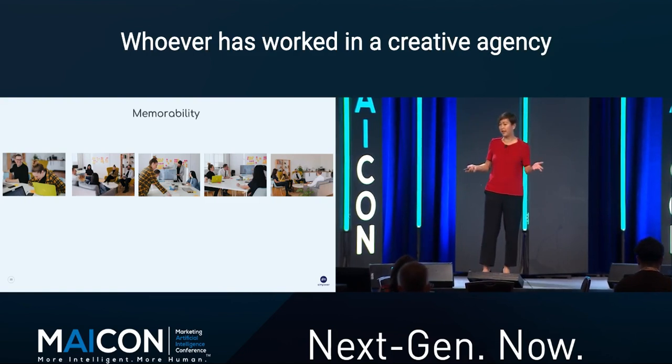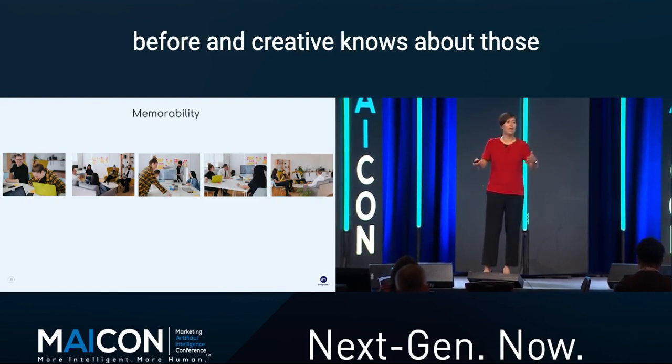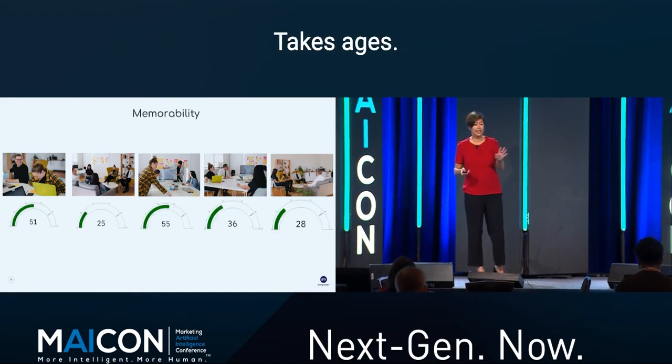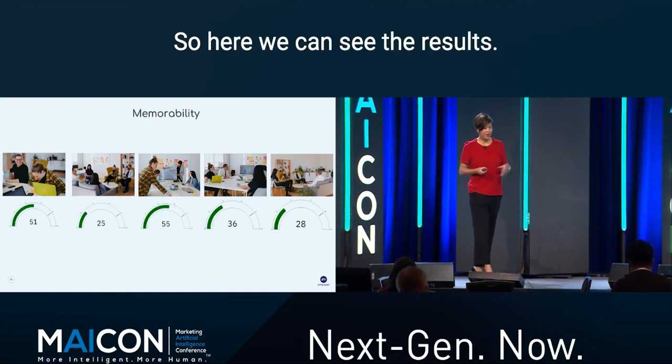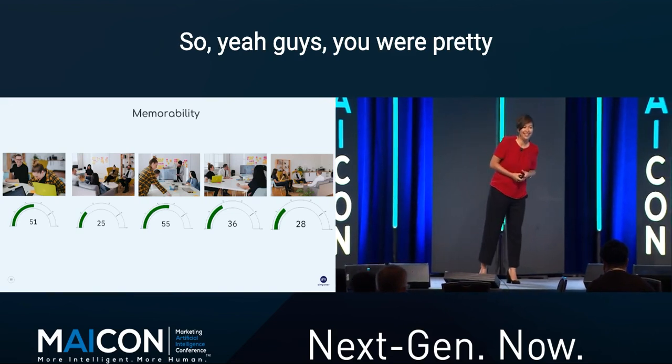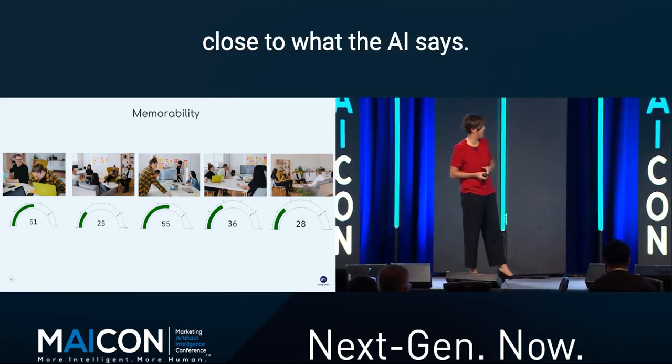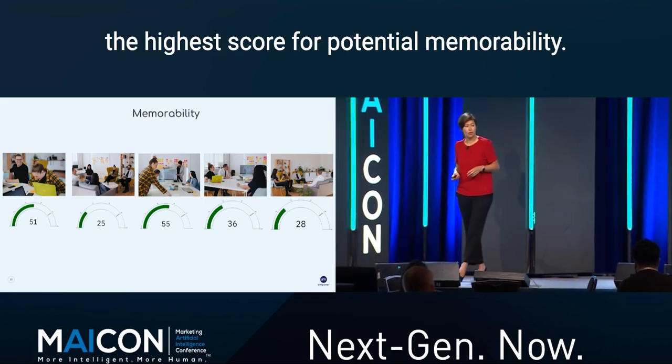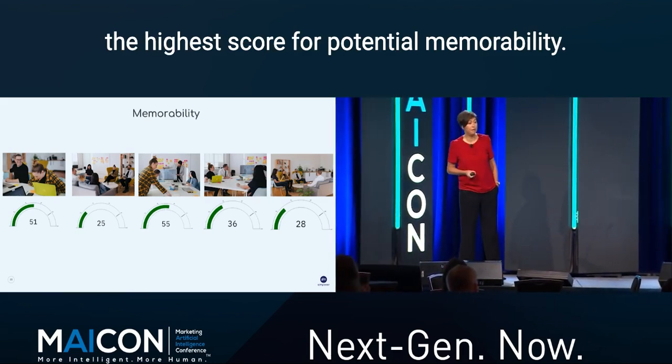Whoever has worked in a creative agency before knows about those discussions, like, okay, is this the right picture? Is this the right picture? Takes ages. So here we can see the results. So yeah, guys, you were pretty close to what the AI says. In this case, it's the middle picture that has the highest score for potential memorability.